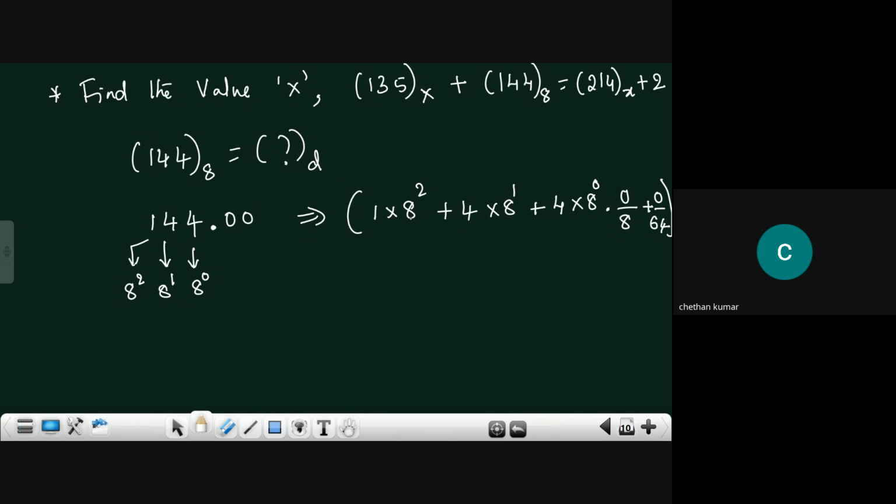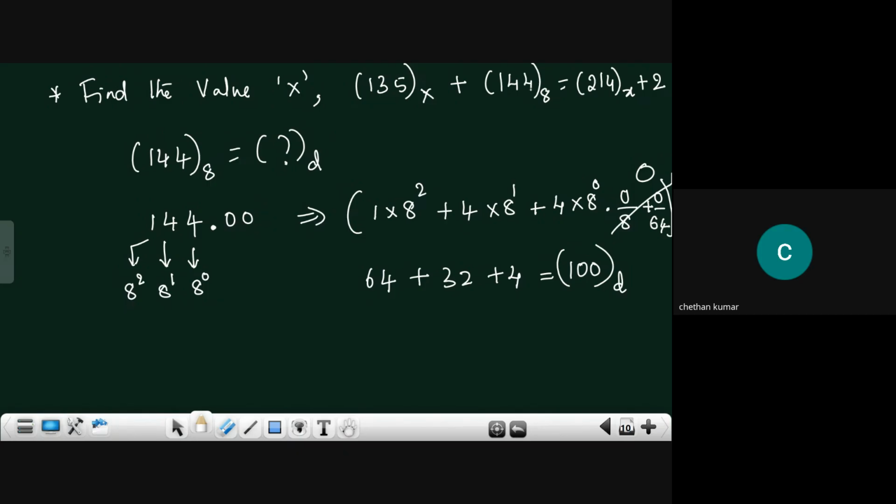Now 8 square is 64, then 4 into 8 is 32. 8 power 0 is 1, so this is 4. Again this is 0 only, so I'll neglect it since it is 0. So 0 by 8 is 0, plus 0 by 64 is 0. The value of this is 100 with the base of decimal. So 144 in octal is equivalent to 100 in decimal.